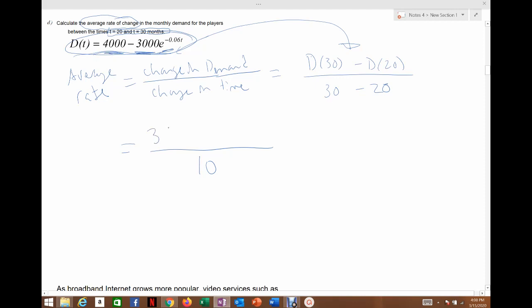I'm going to get 3,504 at 30 and 3,096 at 20. All right, simplify that. Make sure you're careful. Subtract and then divide by 10. I'm going to round to the whole number, so it rounds to 41.